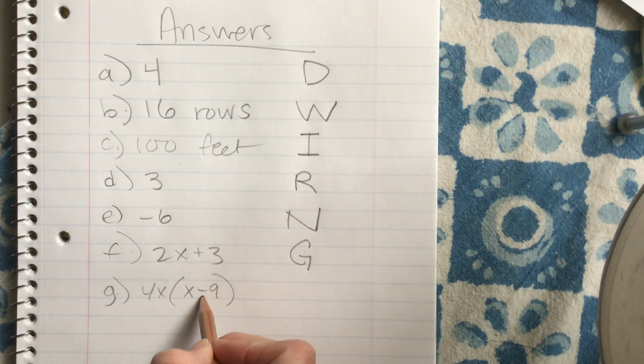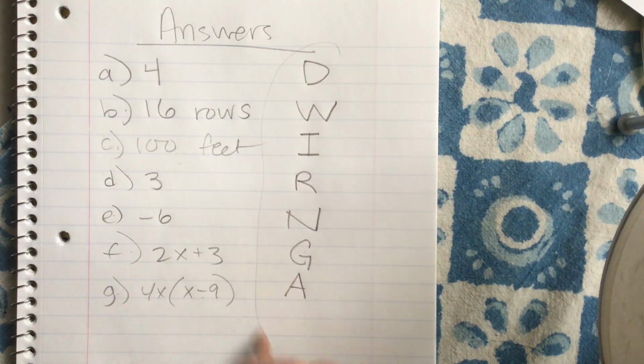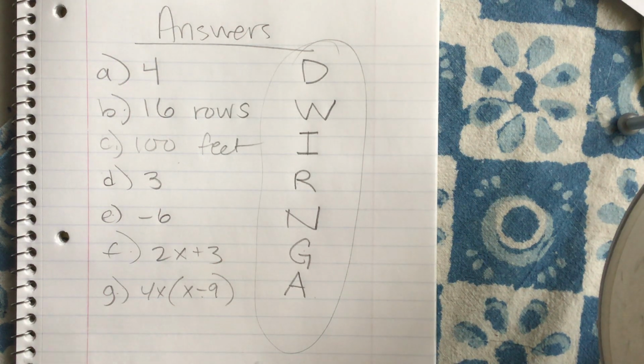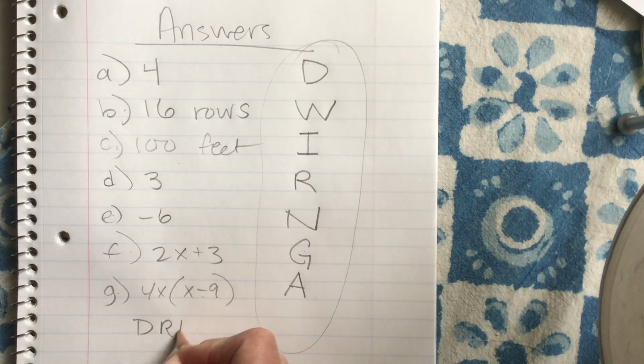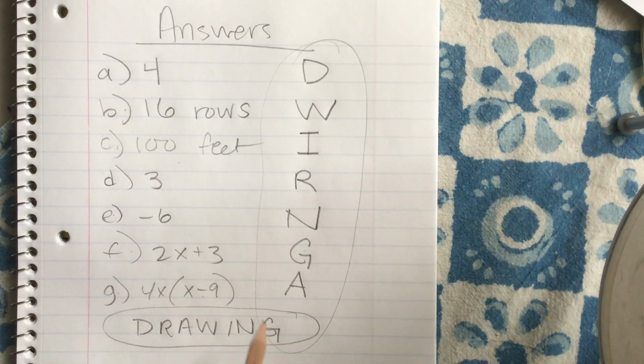Last but not least, this factor form is A. And if you look at these letters and you unscramble them, you should see that drawing is the hobby. Okay, so once you enter that in, you're going to put all your clues together and find the Magus's identity. Good luck.